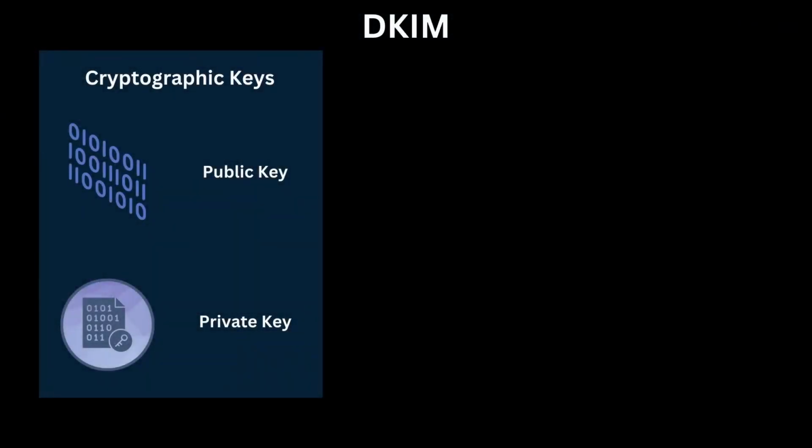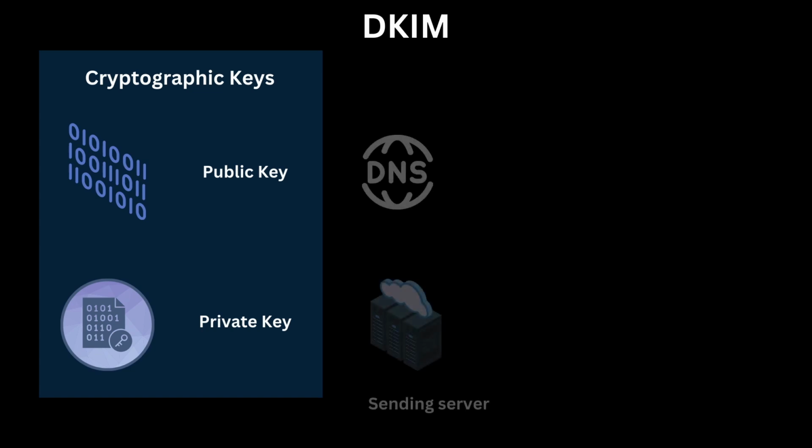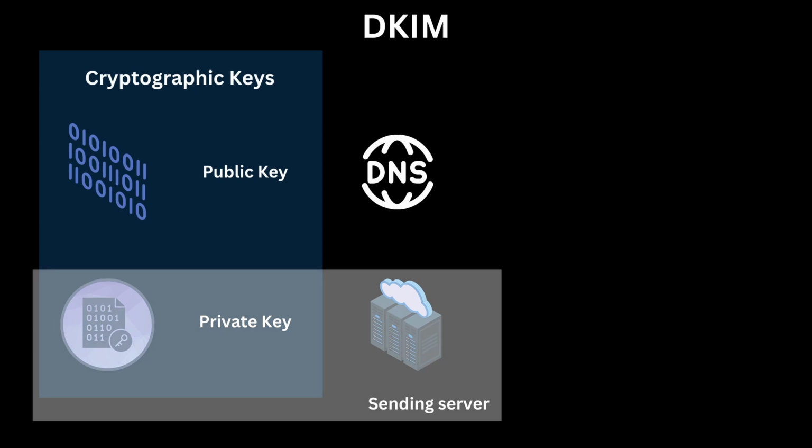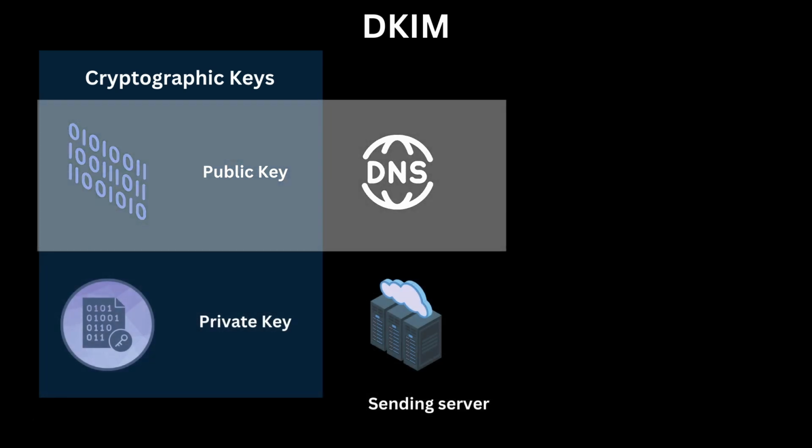When you set up DKIM for your domain, you generate a pair of cryptographic keys, one private and one public. The private key stays with your email server and is used to create the DKIM signature for each outgoing message. The public key is published in your DNS, so everyone can see it.